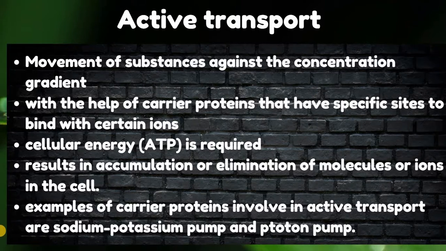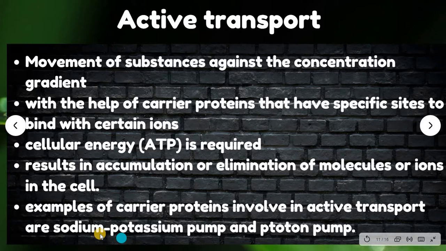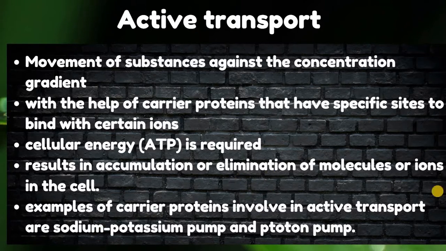Examples of the carrier proteins involved in active transport are the sodium-potassium pump and the proton pump. These types of carrier protein we are going to discuss later. So make sure you know the meaning of active transport. What is the meaning of active transport? The movement of substances against the concentration gradient with the help of the carrier protein, whereby energy is required here.